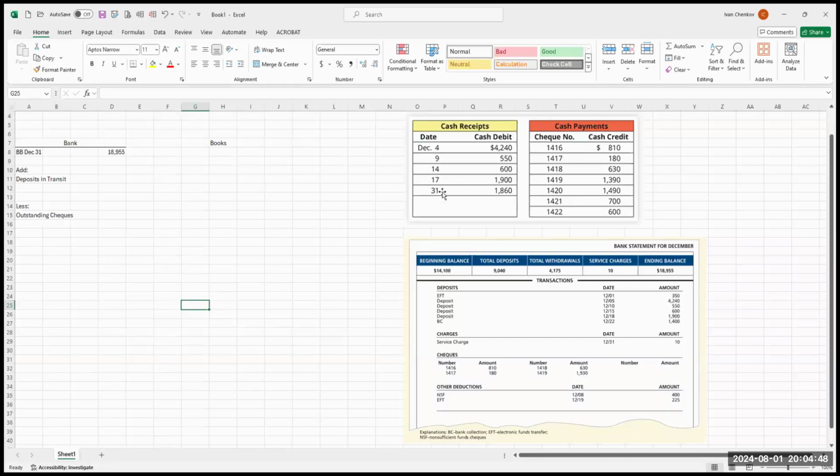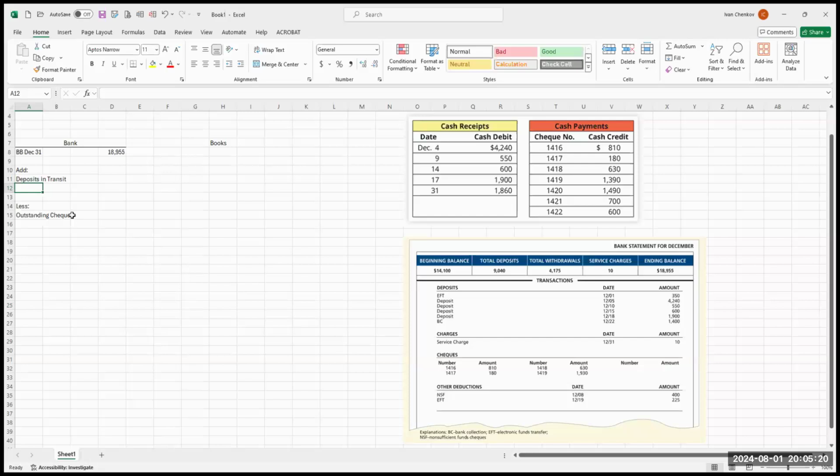The last deposit on December 31st is for $1,860. This is the one that might not be deposited, and once we check the bank, we see that on December 31st there is no deposit there for $1,860. What that means is the cash has been shown as a receipt in our books, but is not deposited yet in the bank. So where is the cash? The cash is in transit.